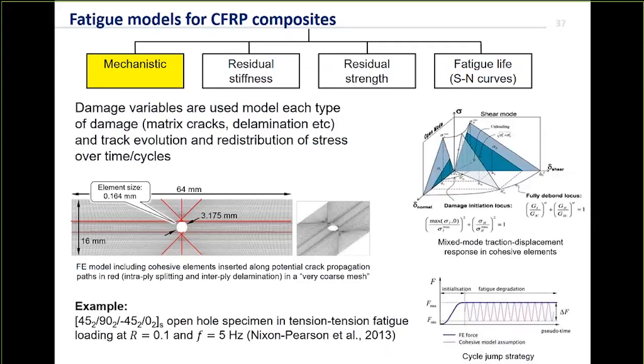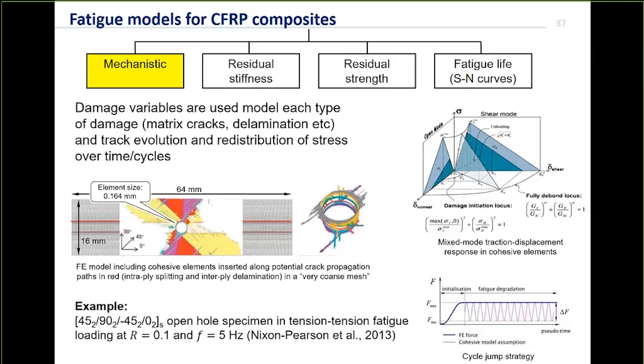To do this, you need various damage variables and cohesive zone elements, and you have to calibrate all these models and then embed them in the FE solution to track the development of micro cracking and delamination and so on, and the consequent redistribution of stress over time. So they're very nice looking simulations, but very heavy to do, and this kind of thing at this stage is not really practical for applying to real structures. Small coupons such as this is fine.